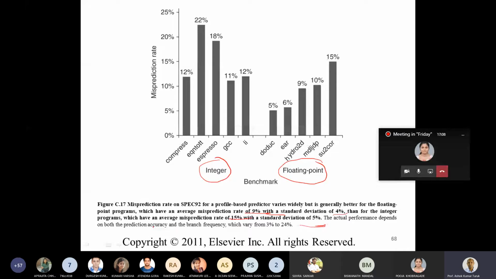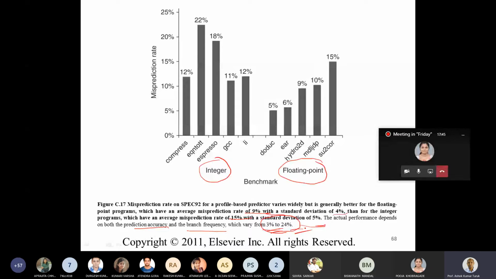Though the integer program has a higher miss rate than the floating point program, the performance depends on both the prediction accuracy and the branch frequency, and the branch frequency varies from 3% to 24%. This is what is observed: in a typical program, the number of straight line code instructions without branches varies, so the branch frequency varies from 3% to 24%. This is observed by running different programs.